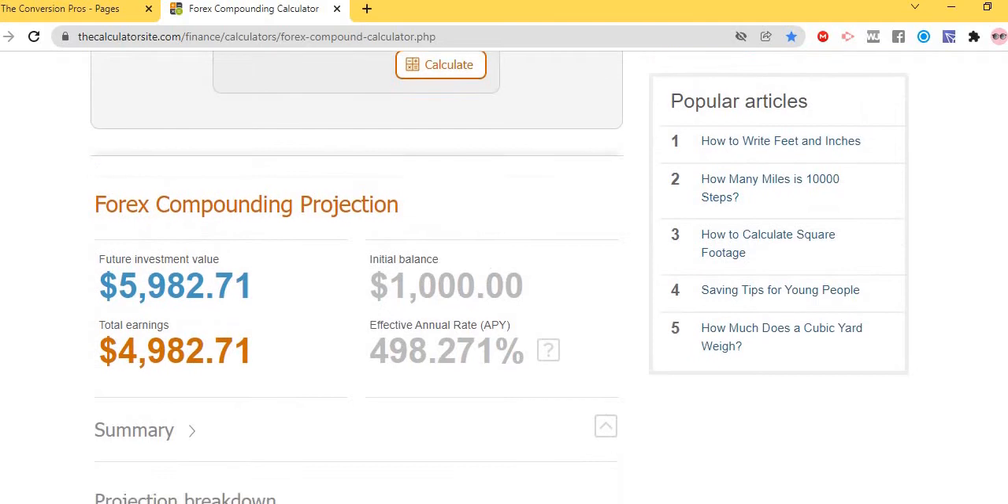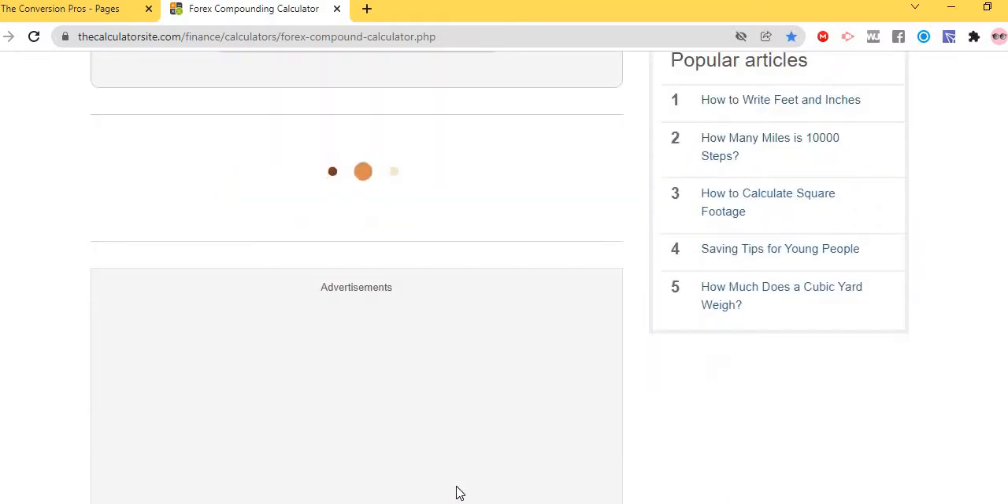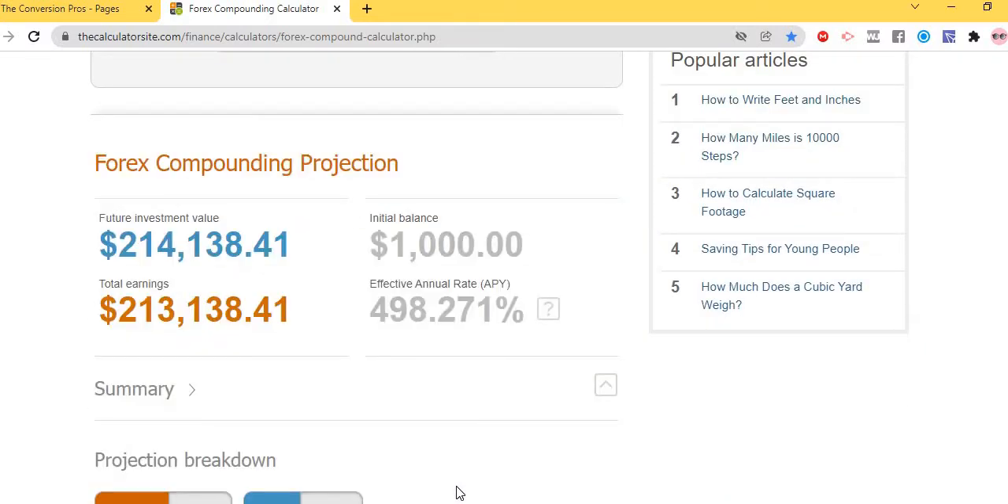This is awesome, but we're not going to do a year. We're going to do the full 3 years. This is what this will look like. You have a $214,138 profit and 41 cents. So what you made was 213,138, I think I said that already. So the total profit altogether is 214.